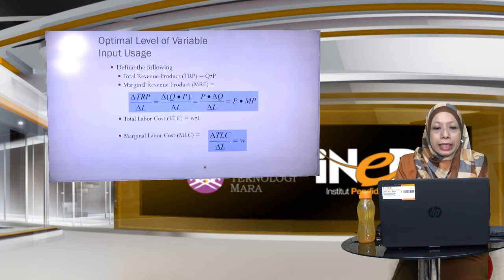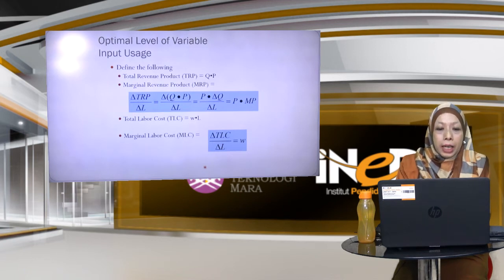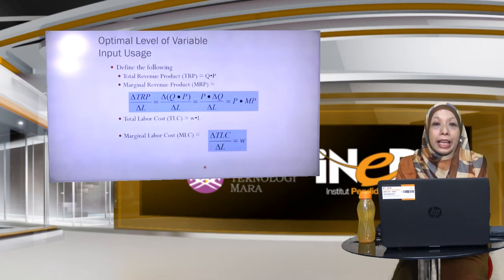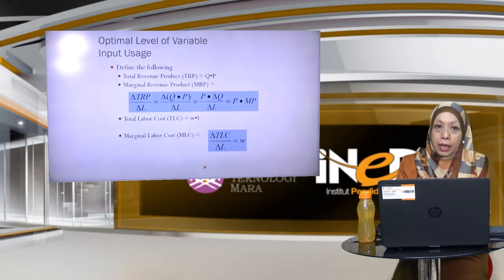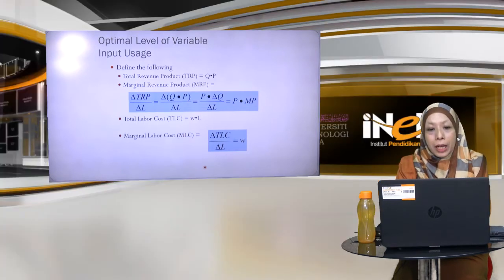So let us define total revenue product as total output multiplied by price. Marginal revenue product is the change in total revenue product when you increase additional labor. In other words, when we talk about marginal revenue product, you need to multiply the price of the product by the marginal product.